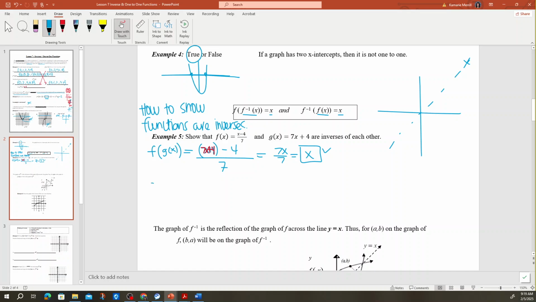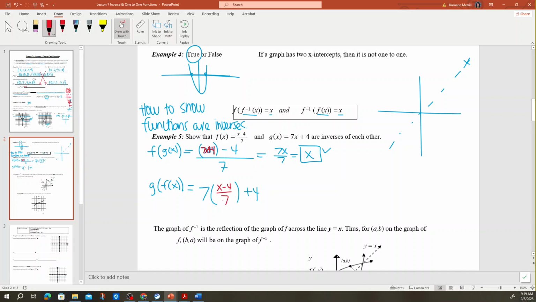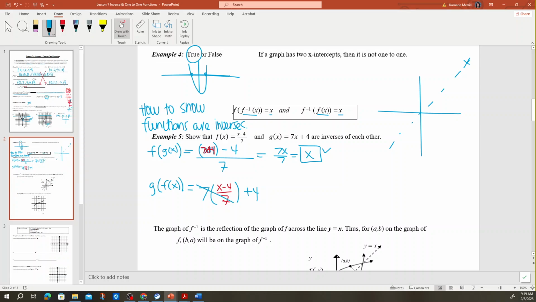Good. Let's go the opposite way. If they truly are inverses, it has to work both ways. So now I take g, and I replace f into my g, which is x minus 4 over 7. And then we see if they simplify out. Luckily, this 7 is up in the numerator. Those cancel nicely. And so this turns out to be x minus 4 plus 4. How many of you were able to get to the same point that I did, and realized they are inverses?